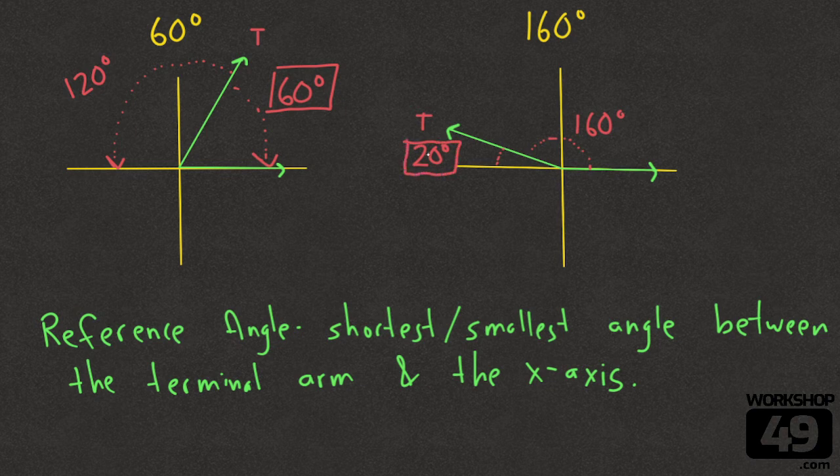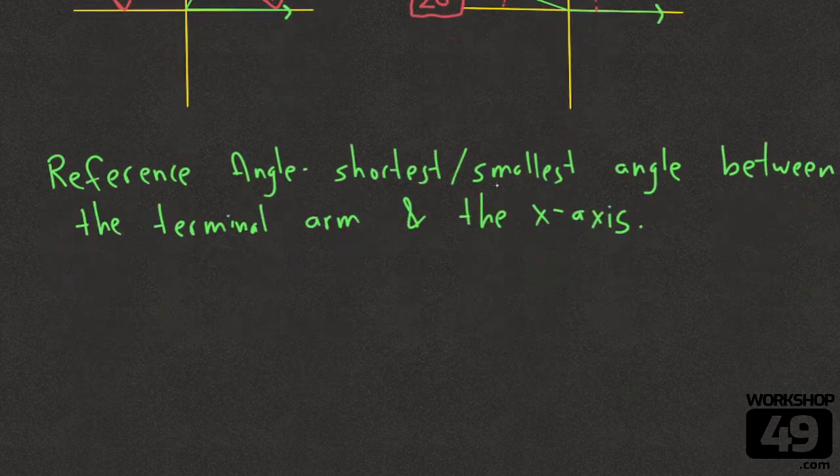So when someone is asking you for standard angle, that's this total rotation from 0 degrees counterclockwise all the way around. When you're being asked for the reference angle, you're simply looking for the shortest, the smallest angle between this terminal arm and the x-axis. And we can even do it in the other quadrants here. Do one last example so you can see what this looks like.